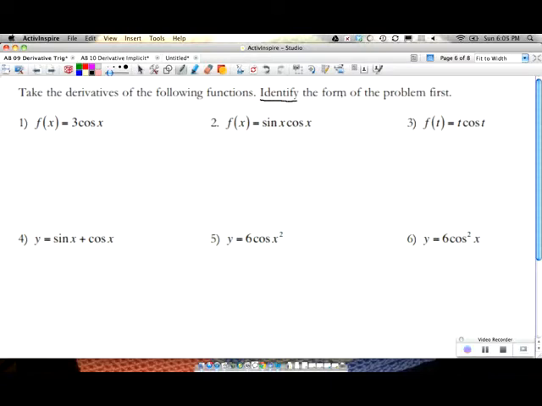As we're doing this, we really want to focus on identifying the form of the problem first. In other words, is it a quotient rule, a product rule, a chain rule, all of the above, sum and difference? We want to see what we're going to do and then try to fulfill that. So this first one, I notice that all I really have is a constant times this. So it's going to be that constant multiple rule. So think about dealing with the constant multiple.